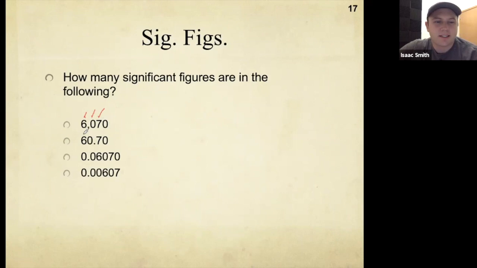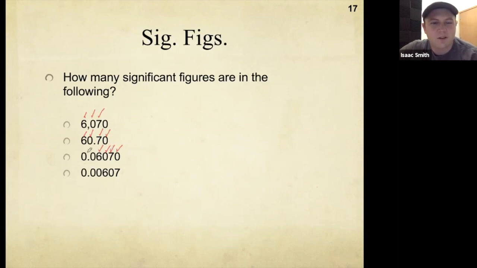60.70. Okay, the 6 is significant, the 7 is significant, the 0 is significant because it's between two significant figures. And then this last 0 here is also significant because it's after a significant figure and after a decimal. Okay. So on this third one, 6 is significant, 7 is significant, the 0 is significant because it's between two significant figures. The last 0 is significant because it follows a decimal and a significant figure.